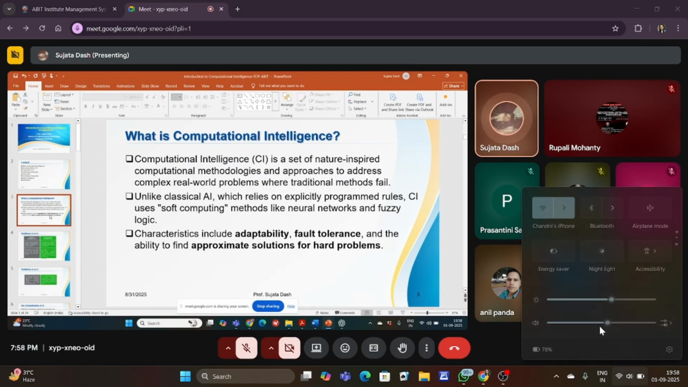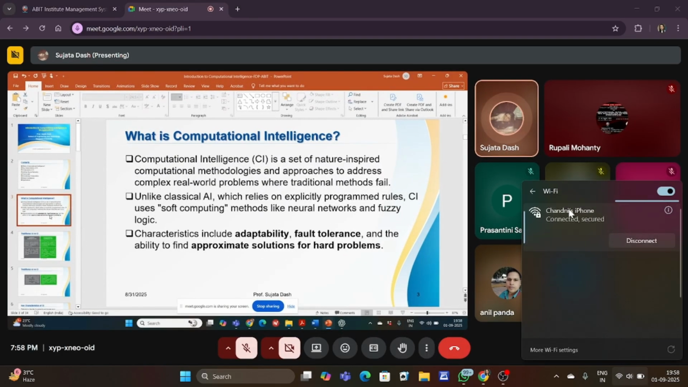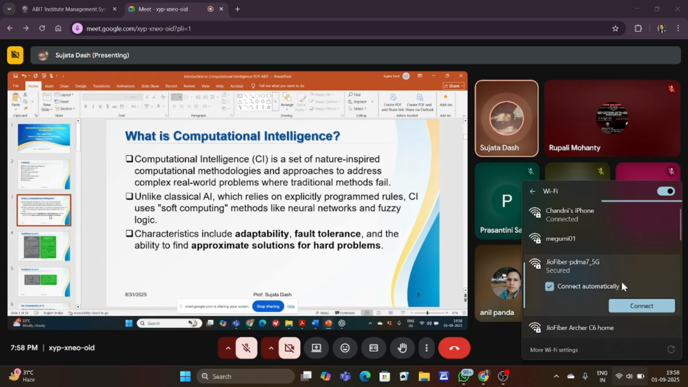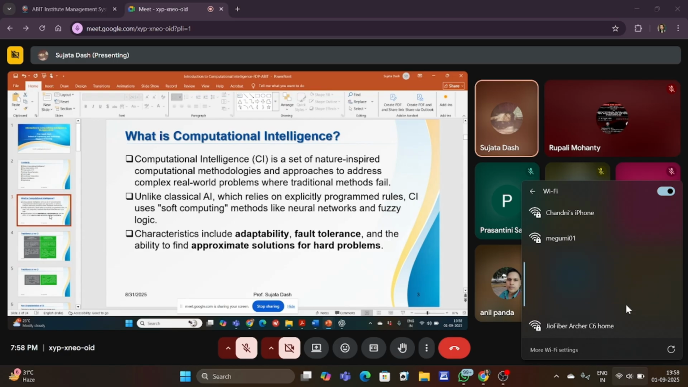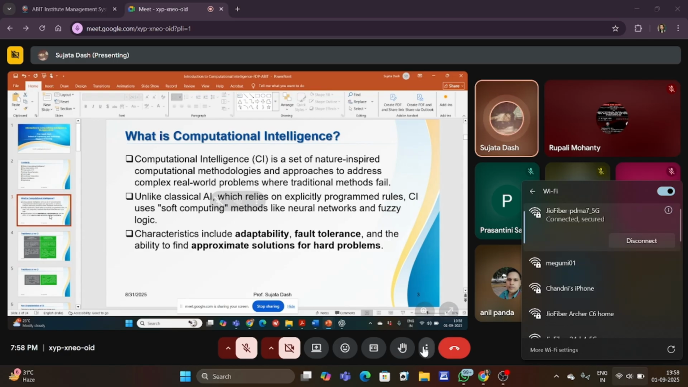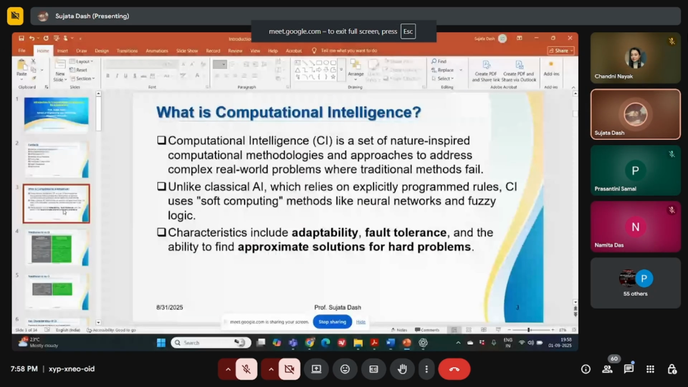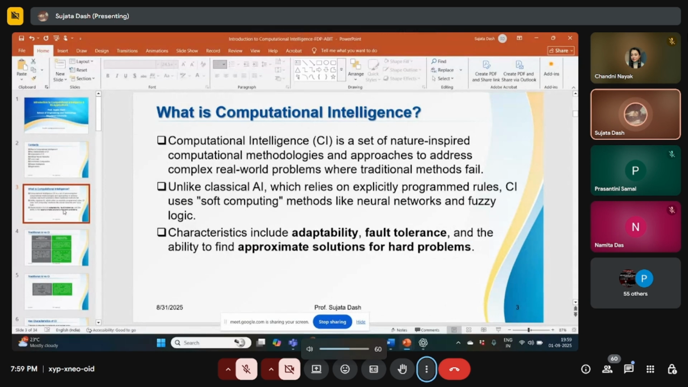Next is fault tolerance. What do we mean by fault tolerant? It is capable of producing acceptable results. This is called fault tolerance. And the third one is learning ability. Because of the learning ability, the system performance improves over time through experience.